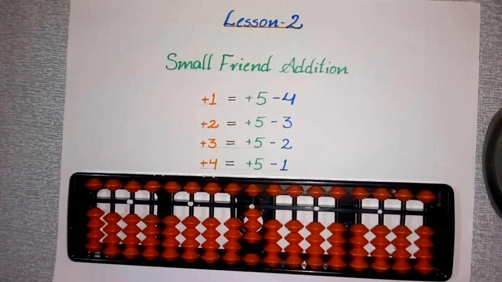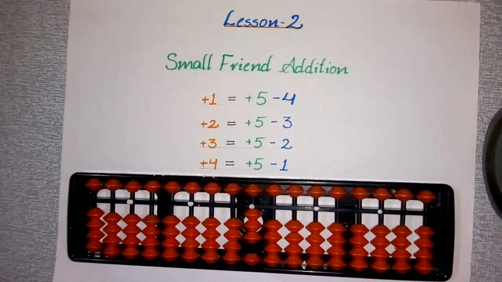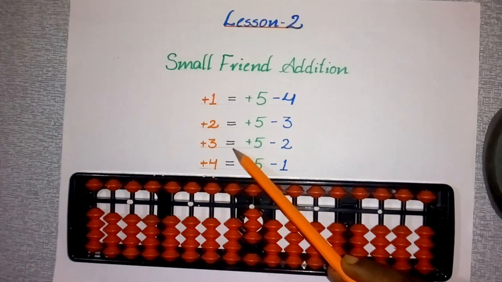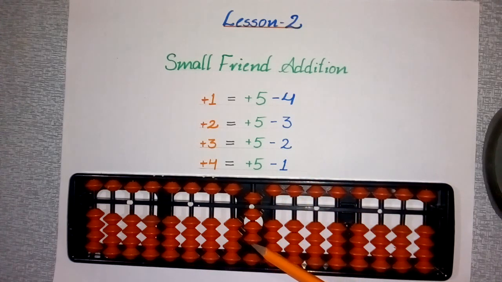Whenever we have a shortage of lower beads, we can use the upper bead with the help of small friend addition. In this case, we use small friend addition: plus 3 equals plus 5 minus 2. For addition of plus 3, take the upper bead value 5 and subtract the surplus value of 2. That means you have to subtract 2 beads from here: subtract 2, 1 and 2. Then what is the answer? 5 plus 1 is equal to 6. Then 3 plus 3 is equal to 6.